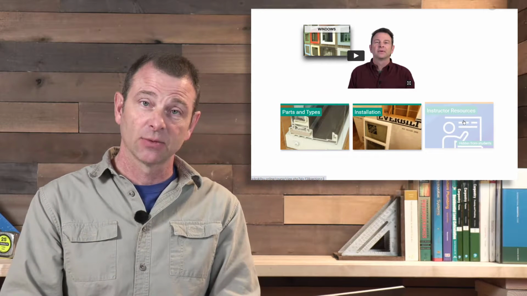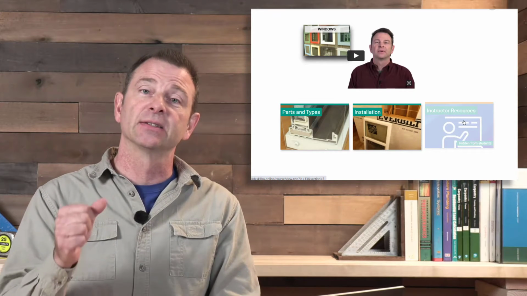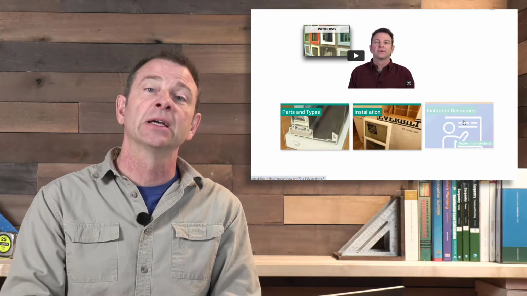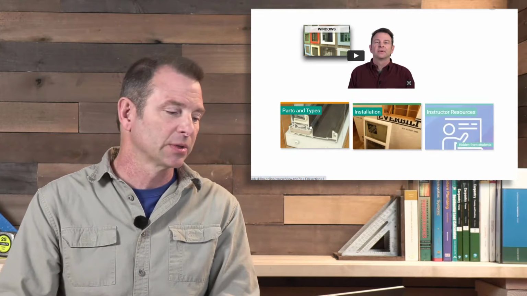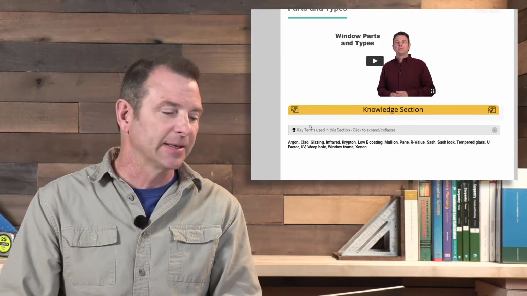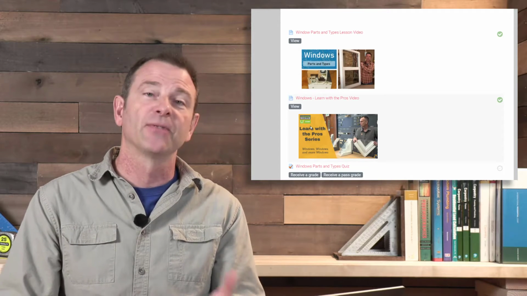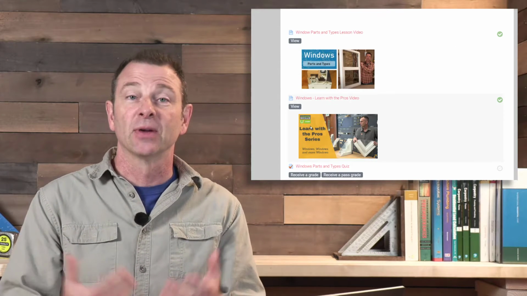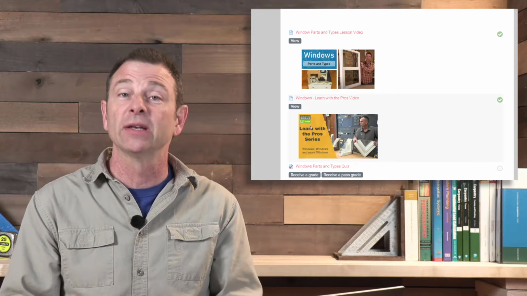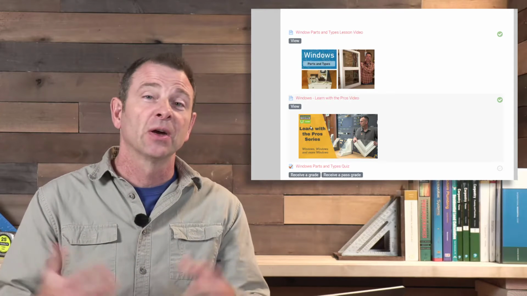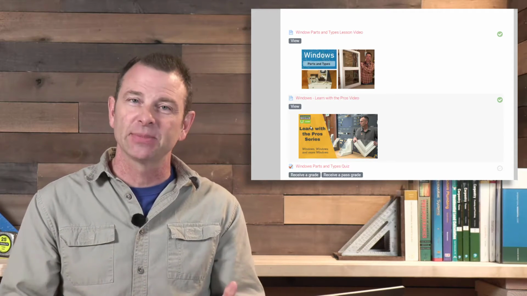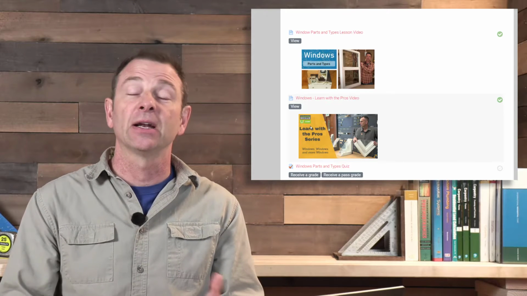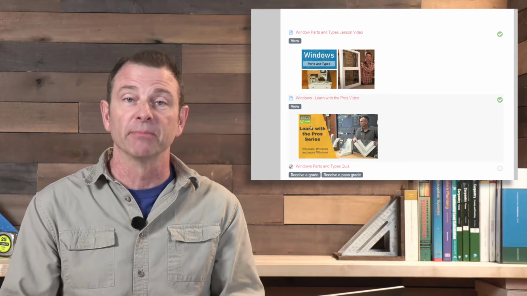The third section, which is hidden to your students, is resources for you as the teacher to help get the students through this course. So if we take a closer look into parts and types, the first lesson is about, like I mentioned, what is a window? All of their features, what makes them work, the different types of windows that are available, and also materials that windows are made out of.